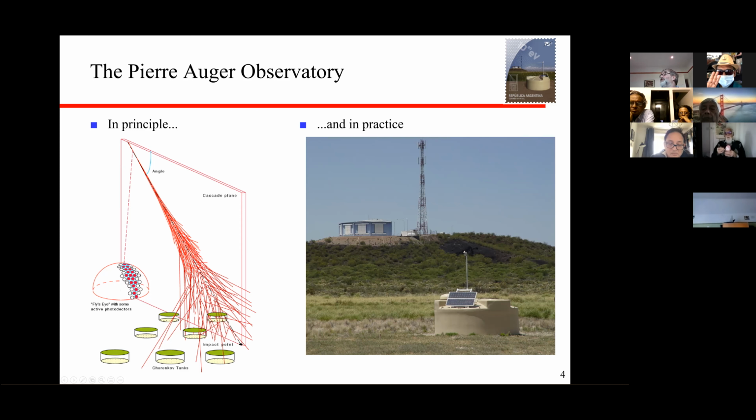You can also see in the top right here that Argentina is justifiably very proud of the fact that it was selected as the site to build this large array. And this is an Argentinian stamp that shows one of the surface detectors and the fluorescence detector house here that was in circulation in Argentina for something like 10 years.